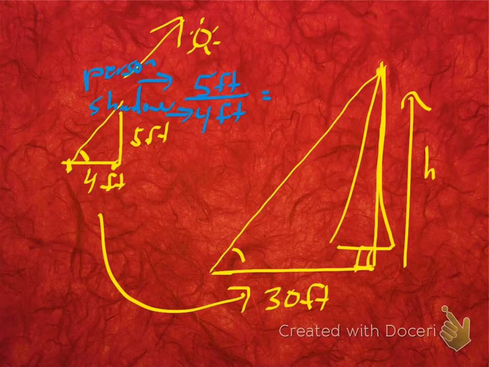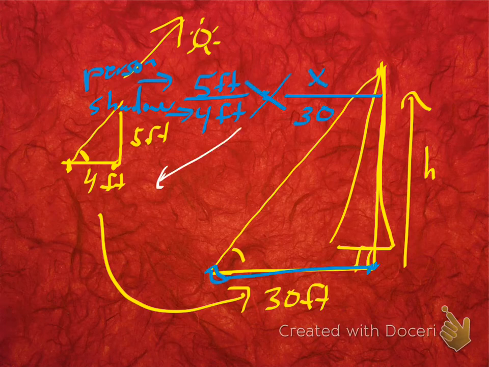Now, we don't know the actual height of the tree. That's going to be our variable. But we do know the shadow length of the tree is 30 feet. So let's put that on the bottom. Okay, and we're going to solve this proportion. I'm out of room here, so let's do the work down here on the left. Okay, so let's cross multiply, divide.